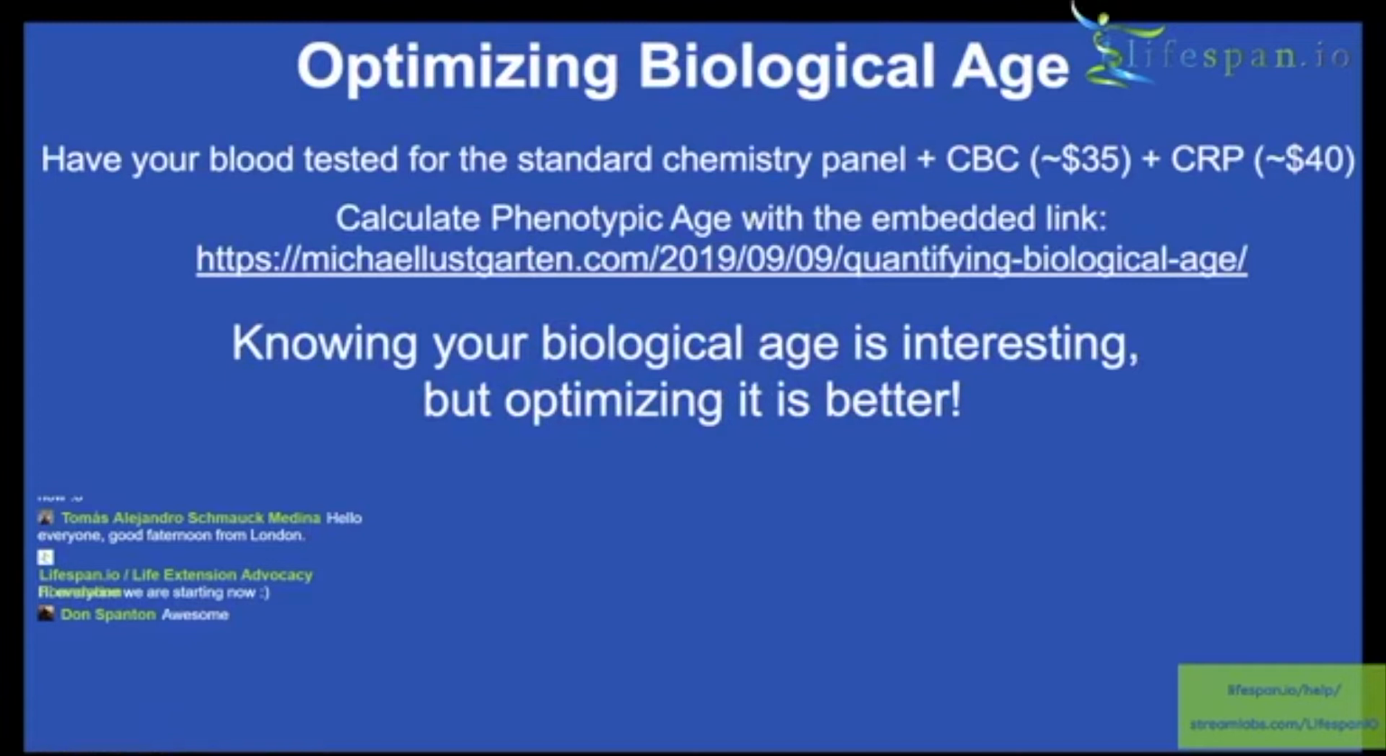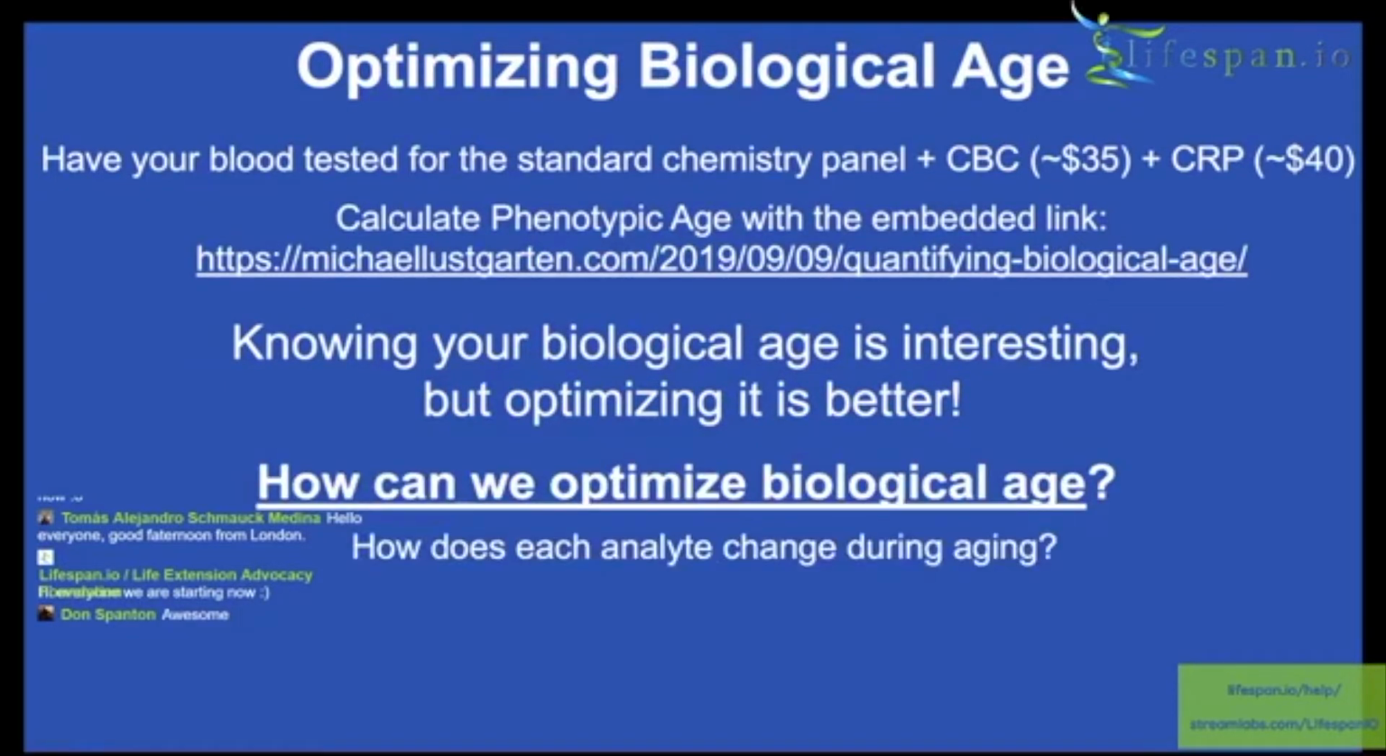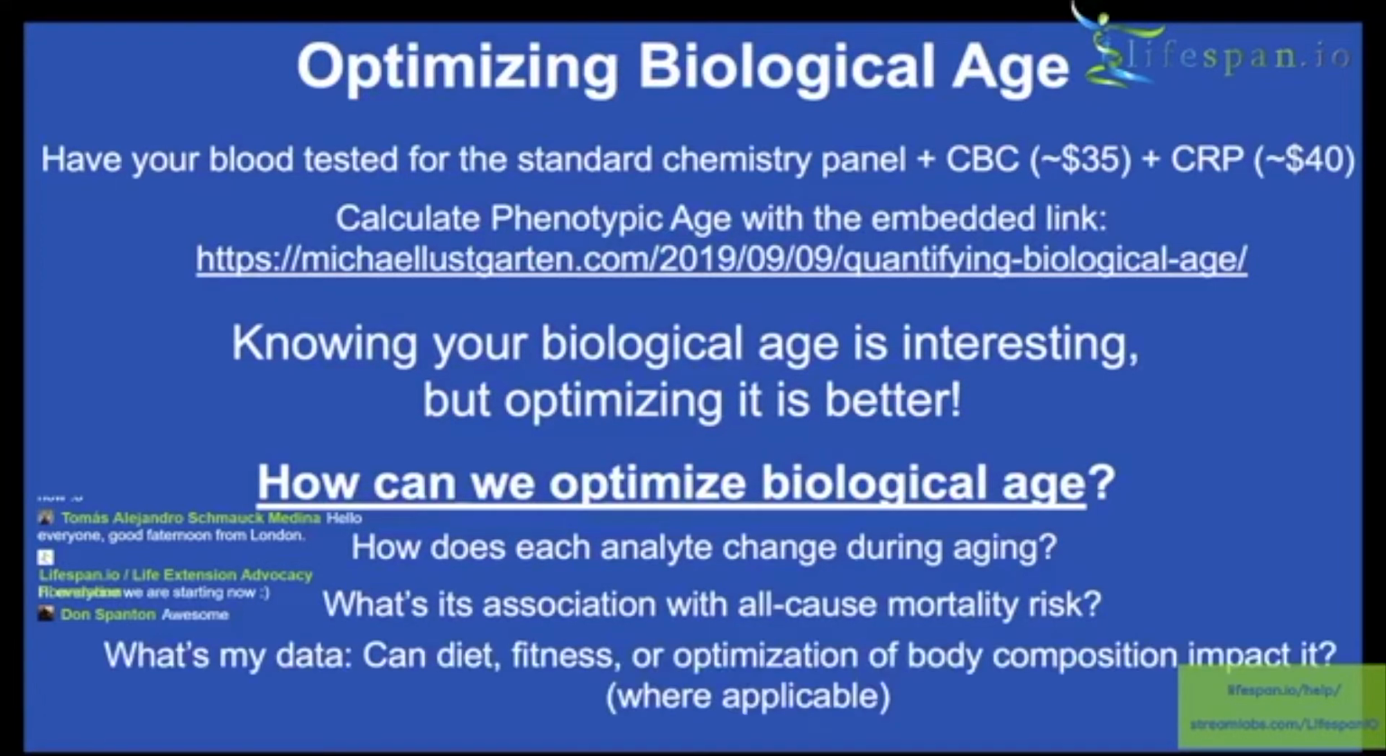And knowing your biological age is interesting, but optimizing it is better. So how do you do that? So how does each analyte change during aging? What's its association with risk of death from all causes? And then what's my data? I'm going to show some of my data where applicable. Can diet, fitness, or optimization of body composition impact it?